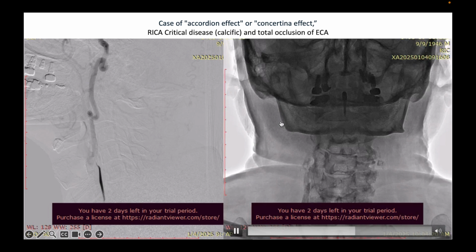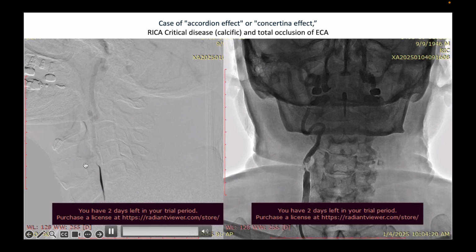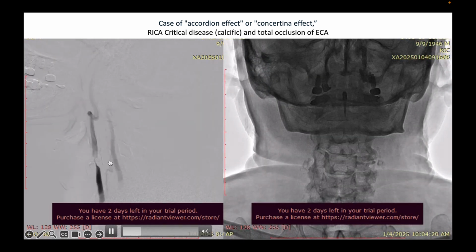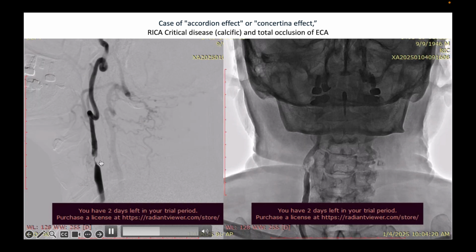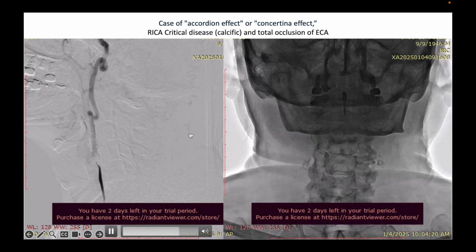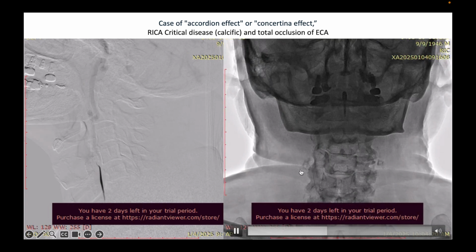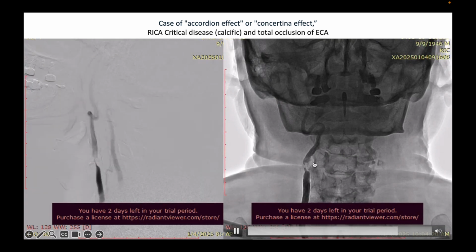This is a patient who was symptomatic, brought in for angiography, and you can see here that the right internal carotid artery has a very calcific disease. The external carotid artery is totally occluded, and there is a lot of calcification that you can see over here, right where the disease is.